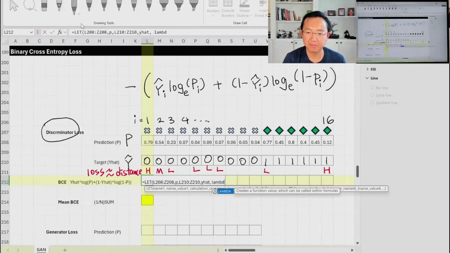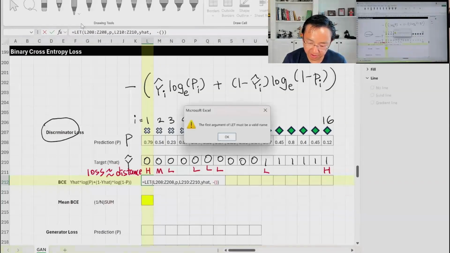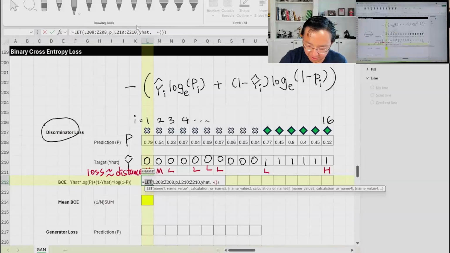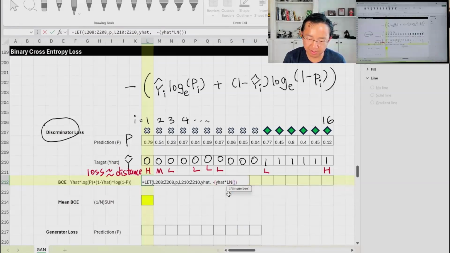Actually, no, I don't need lambda here. I basically just write out the equation right now. Minus, first I should have the minus term, and then go inside to fill my equation. Minus y hat times log to the e. I'm going to use ln, natural log, in order to implement that. What is this going to be? My P.